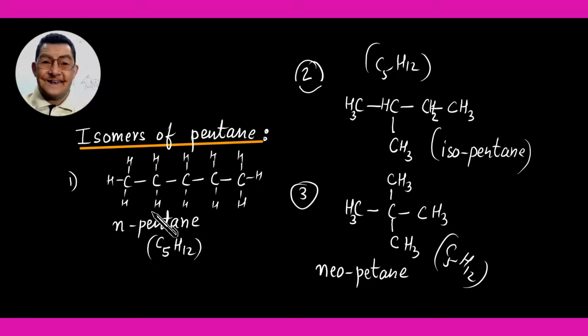So we have given them 3 names. This one is called pentane, normal pentane. The other one is called isopentane, because it has a branch on the second carbon. And this one has a double branching, like a plus structure. Whenever you get a structure like this, you call it neopentane. So these 3 are the common names: n-pentane, isopentane, and neopentane. So these are the 3 isomers of pentane.